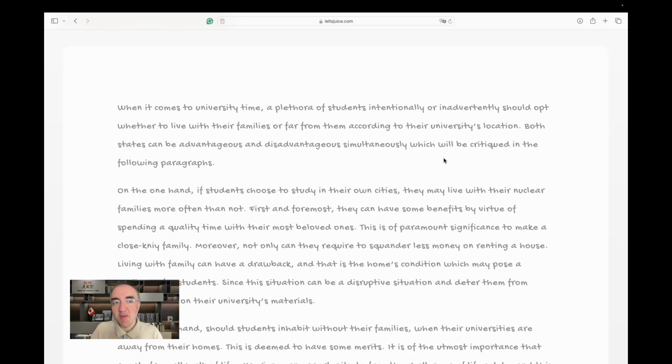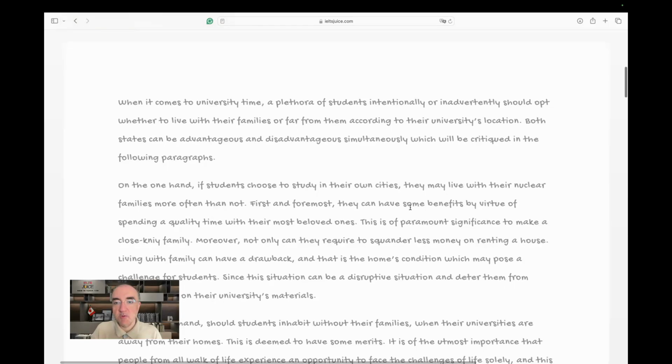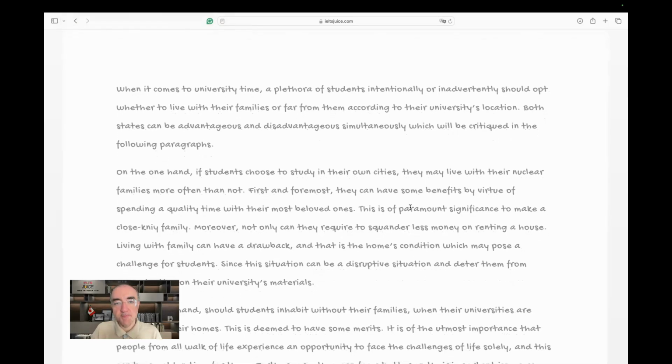Good. In the following paragraphs. All right. In the following paragraphs. So there are multiple paragraphs coming up.